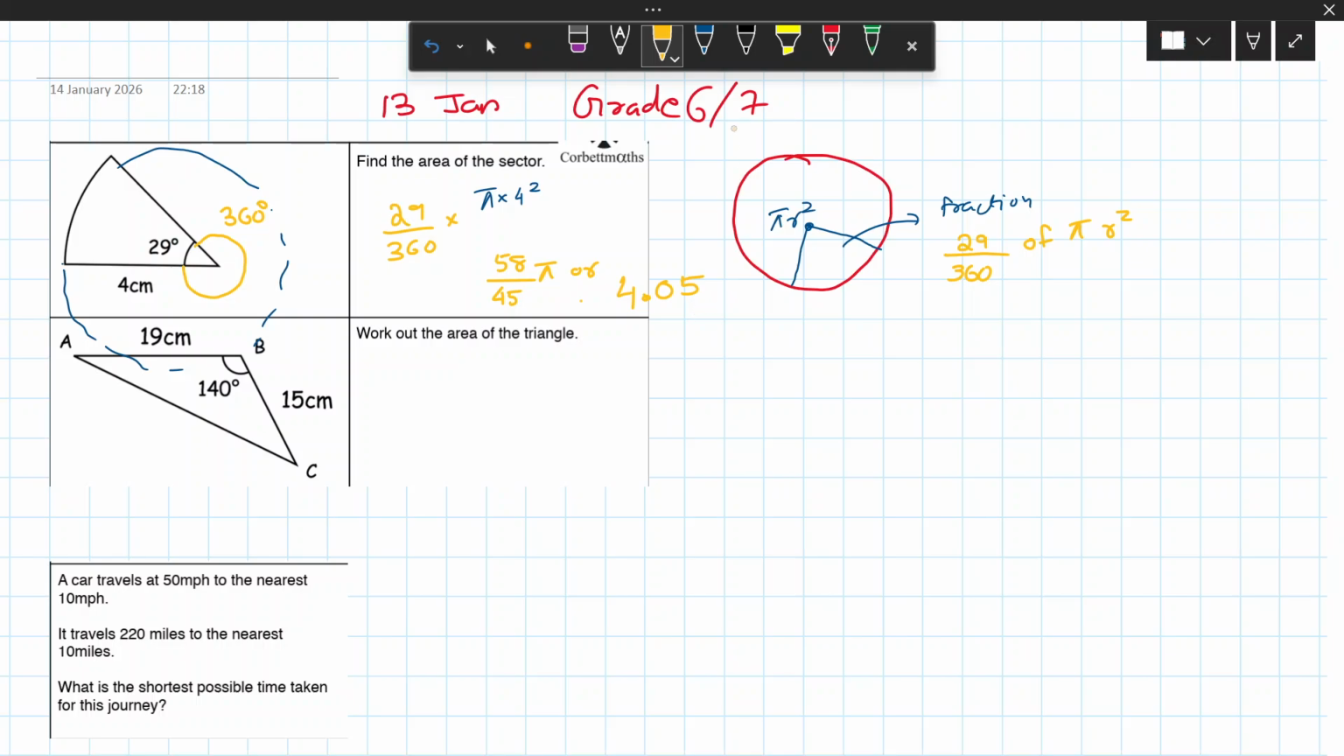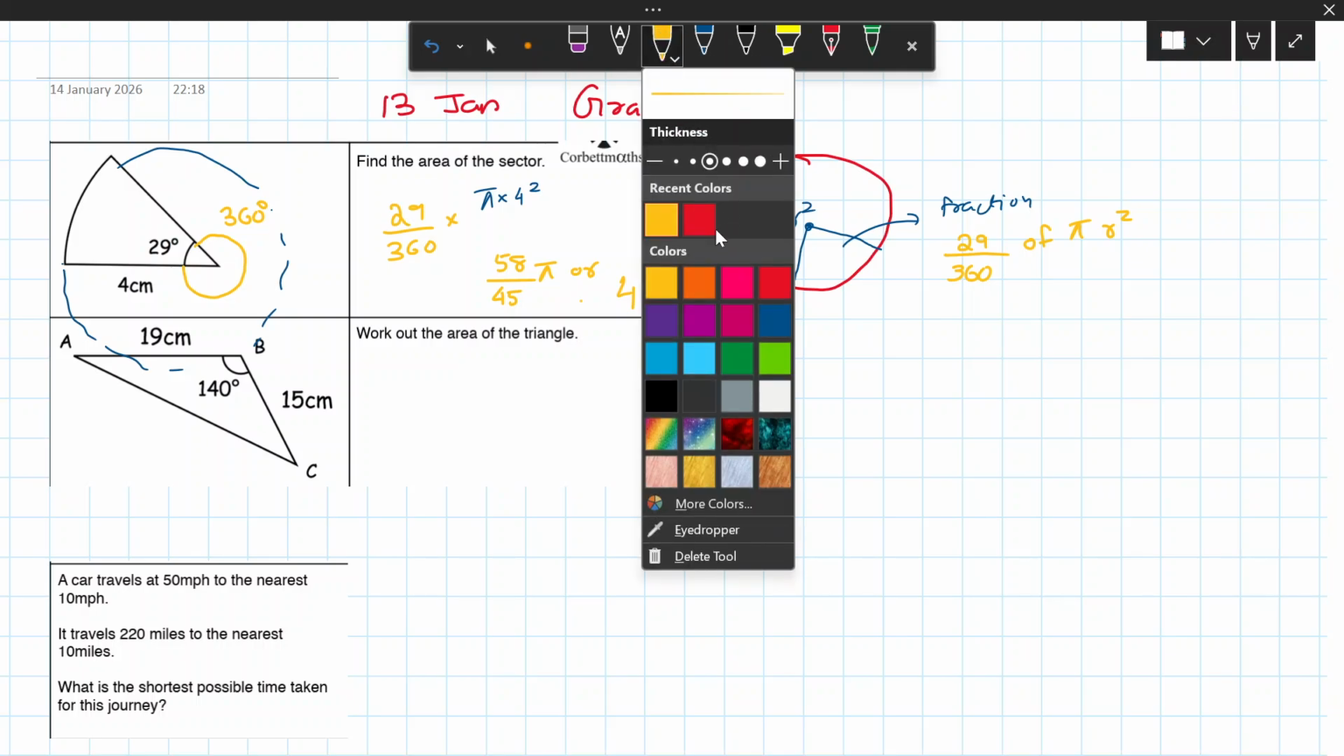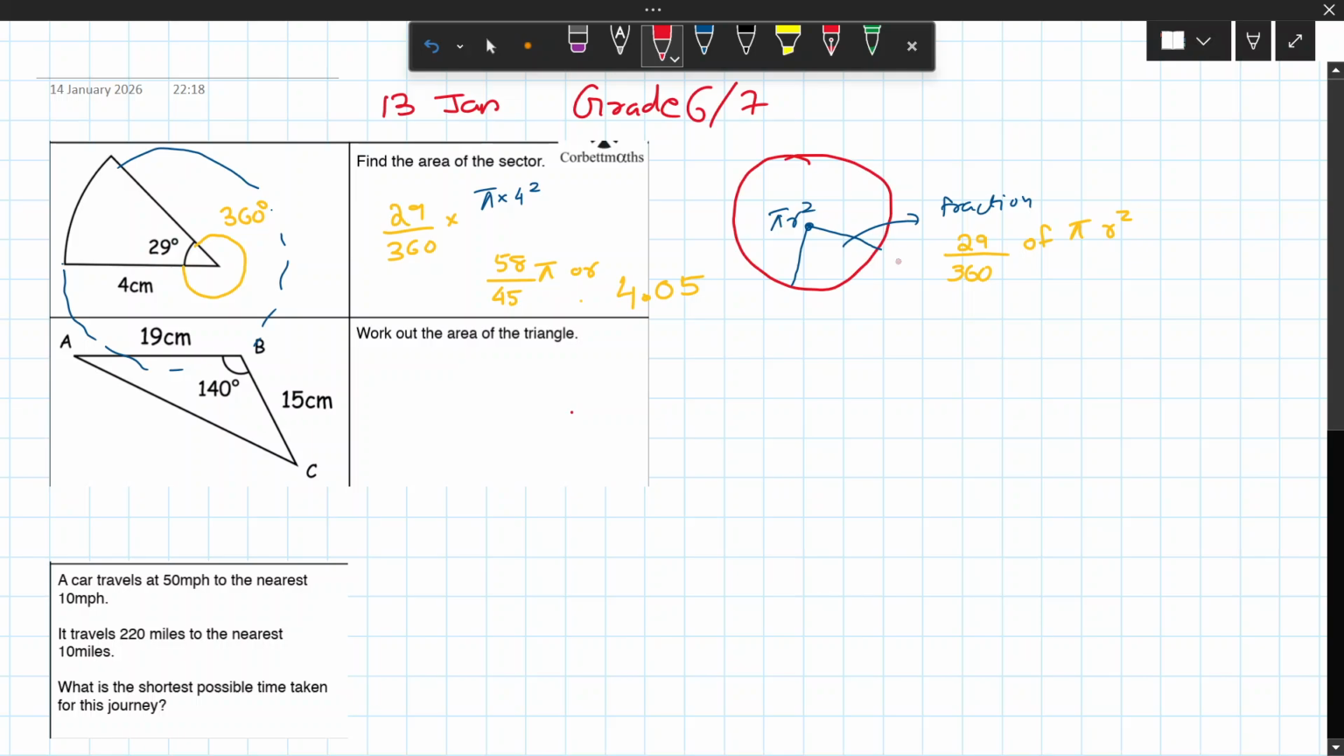So when you're doing a sector question, remember, ask yourself what fraction of the circle it is, and if you can find that fraction, that's it, you can figure out your area.